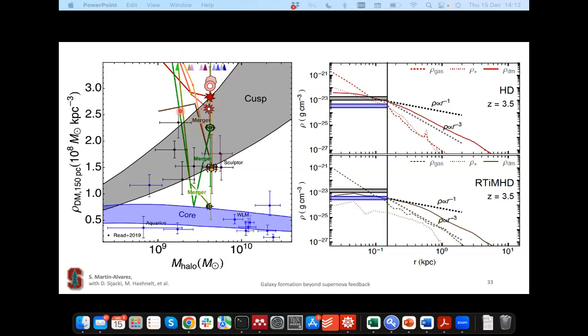But if we look at what's happening with our fiducial runs, with and without boosted feedback, we see again that they're quite cuspy. And only when we introduce radiative transfer are we able to find things that are starting to shift down in terms of the dark matter density at the 150 parsecs diagnostic that Justin introduced a few years ago as well. It is with cosmic rays and radiative transfer that we, for the first time, have simulations that are approaching the core-like model prediction for these densities.